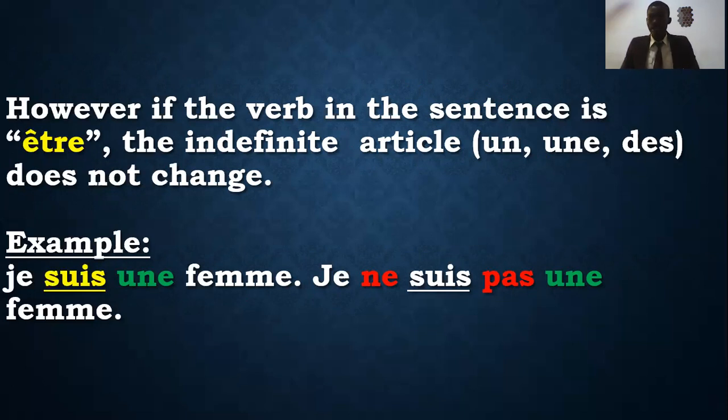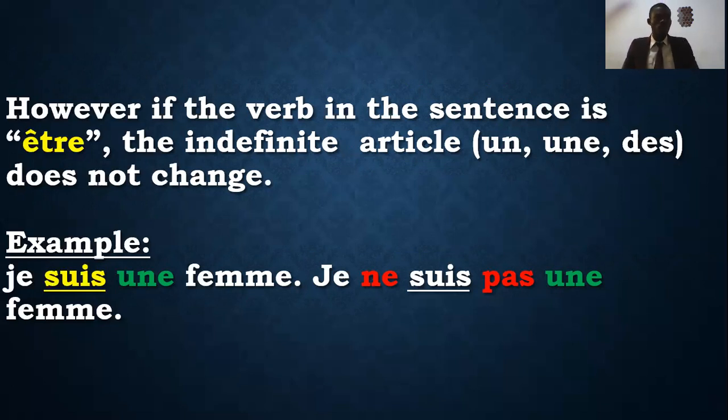Let me take it again. In the previous one, we said the indefinite article is supposed to change to de. Yes, but if the verb is être, don't change it. I hope it's clear. So change does not occur only if your verb is être. That is all. The indefinite article does not change. But other verbs and other articles change to de.